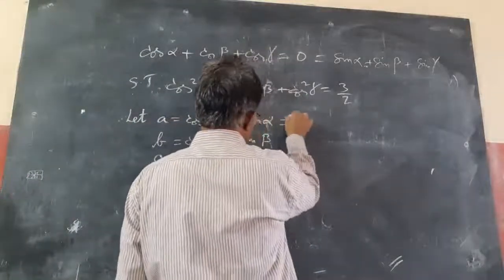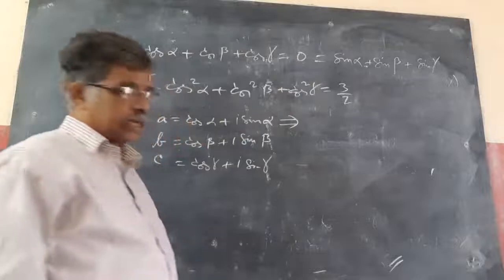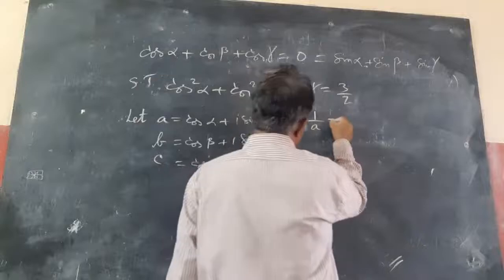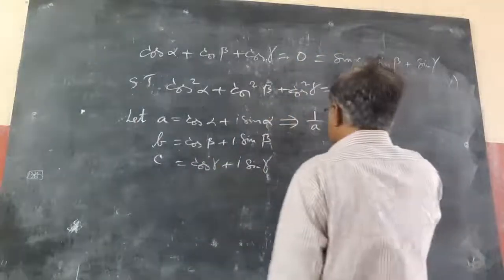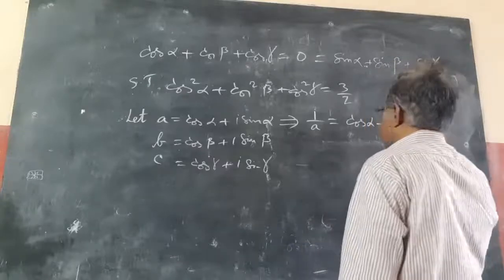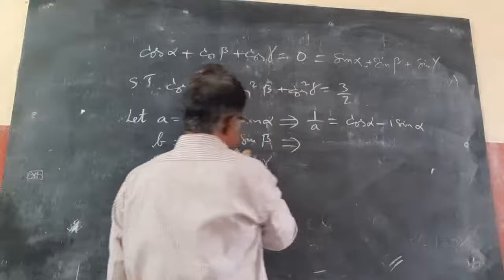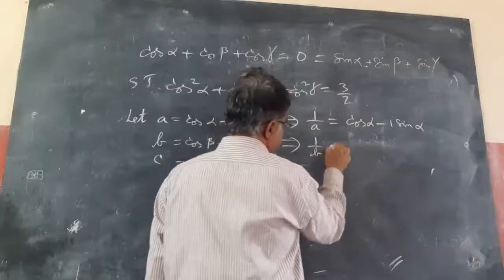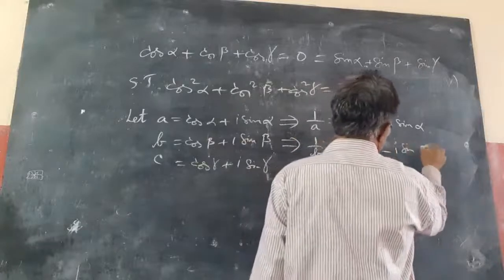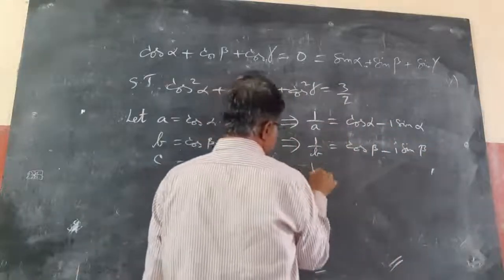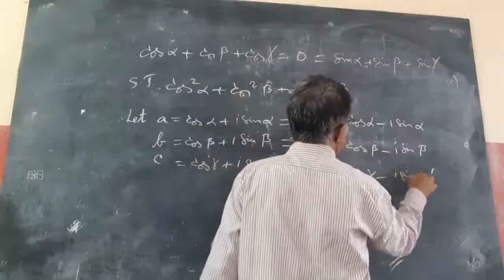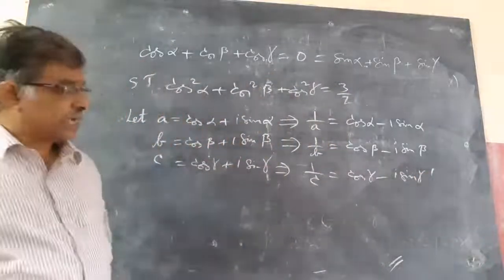From here, 1 by a, 1 by b, 1 by c are the reciprocals. If a is cis alpha, then what is 1 by a? The reciprocal of this is cos alpha minus i sin alpha. Next, b is cos beta plus i sin beta, so 1 by b equals cos beta minus i sin beta, cis of minus beta. And 1 by c is cis of minus gamma, that is cos gamma minus i sin gamma. Simply take 1 by this and rationalize, we will get that.